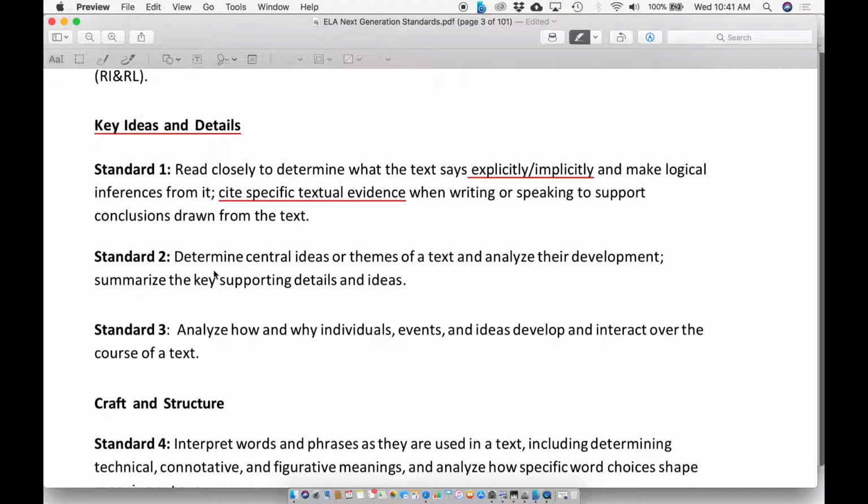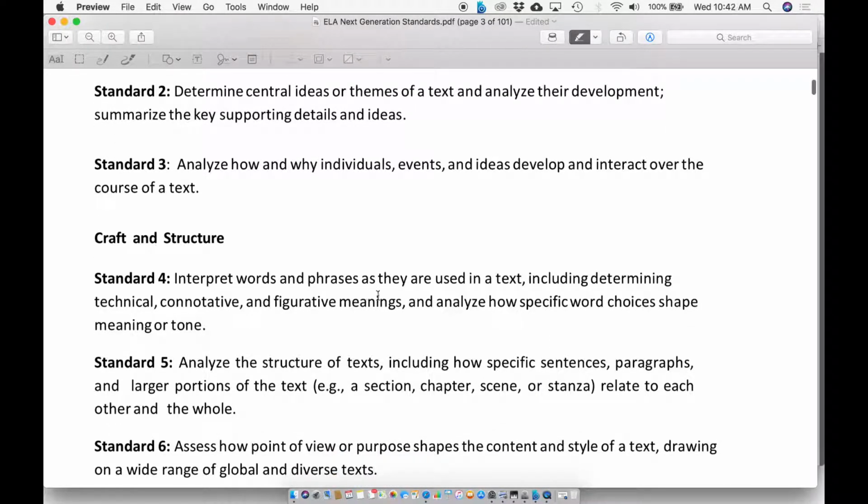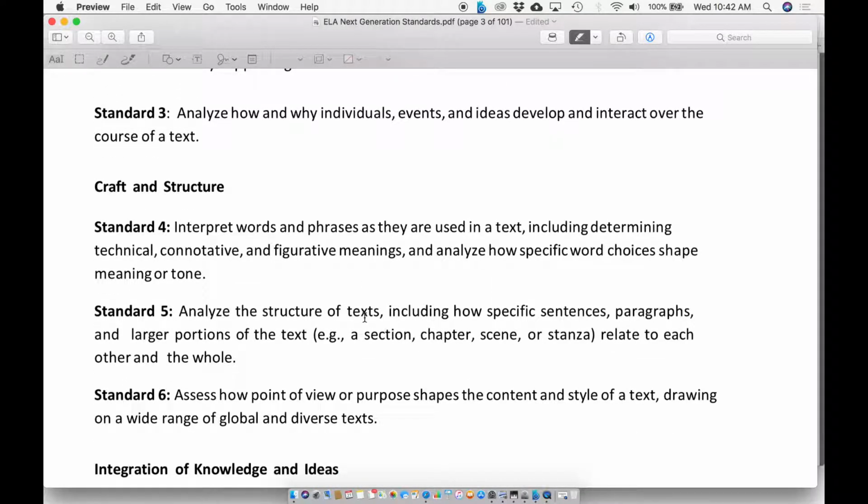And then look at Standard 2. Determine central ideas or themes of a text and analyze their development. Again, the text is central. Analyze how and why individuals, events, and ideas develop and interact over the course of a text. Standard 4. Interpret words and phrases as they're used in a text, including determining technical, connotative, and figurative meanings. And analyze how specific word choices shape meaning or tone. Standard 5. Analyze the structure of texts. Include how specific sentences, paragraphs, and larger portions of the text relate to each other and the whole.